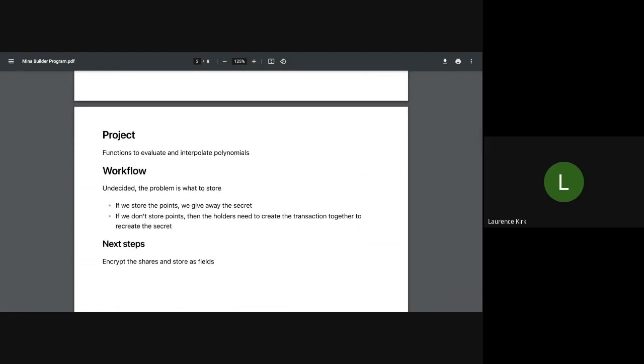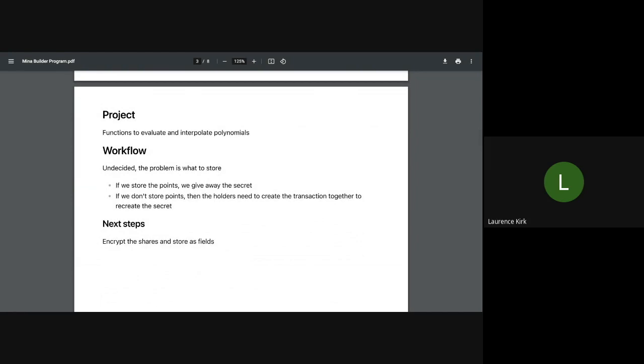The problem I came across was somewhat around the workflow, because I didn't want to store these shares that were being produced, since obviously these have to be kept secret. But then if we don't have them stored anywhere, the users have to coordinate how to come together to rebuild the secret. So that's something I still haven't really worked out, how exactly it should work.